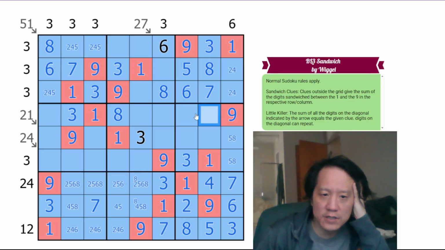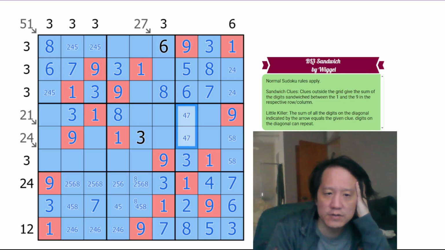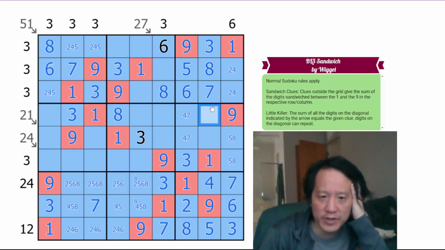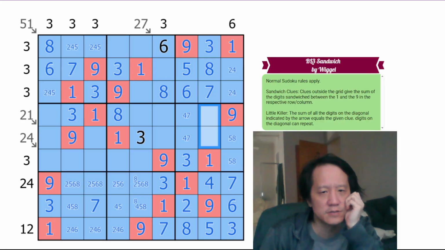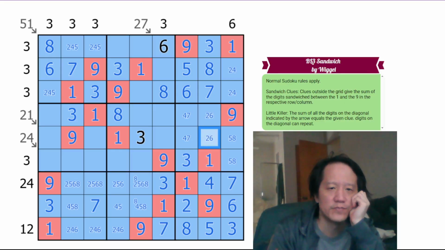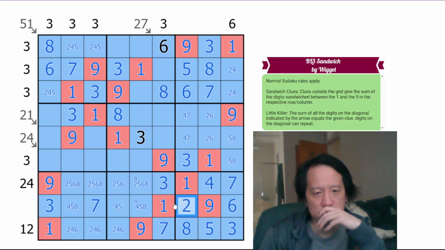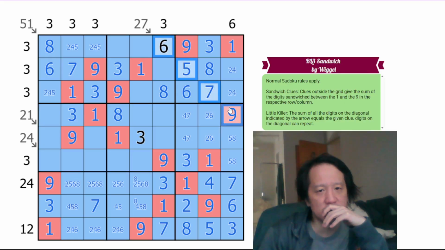Remaining digits in column 7, we have 4 and 7. And remaining digits in column 8, we have 2 and... not 3. 2 and... 2 and 6. Okay. So this is done. This is done. It's really just these. Okay. This is 7.